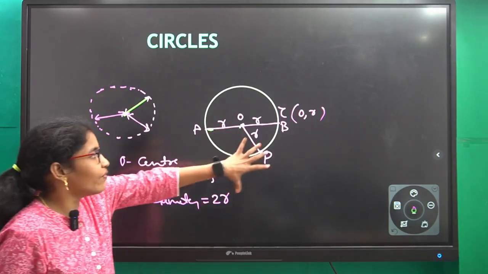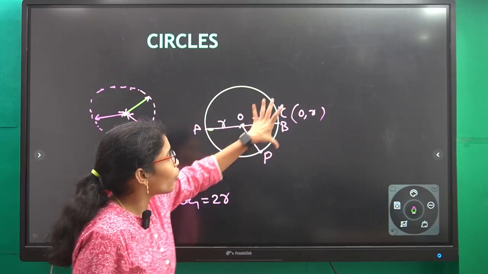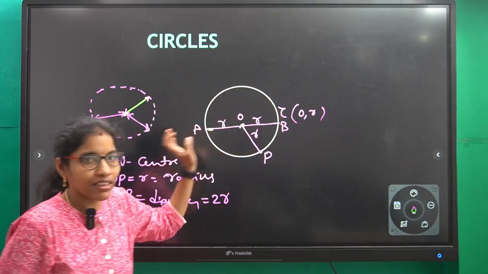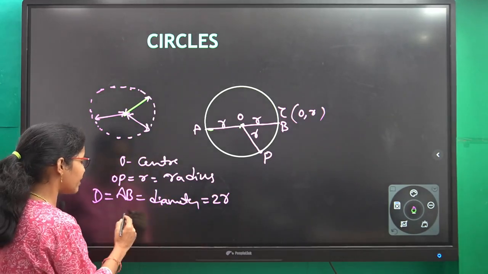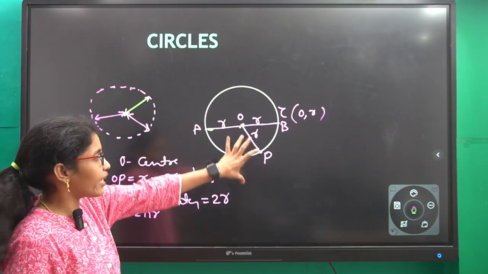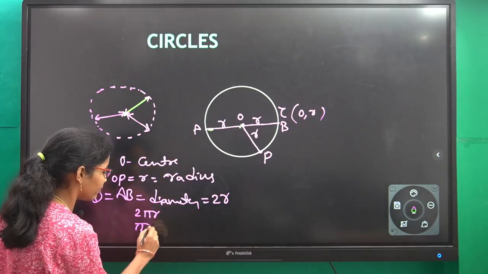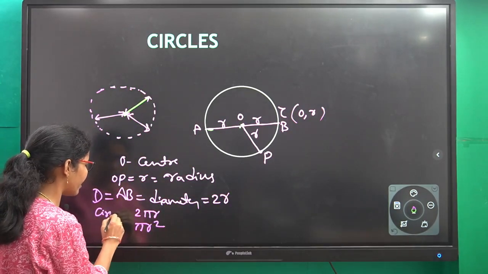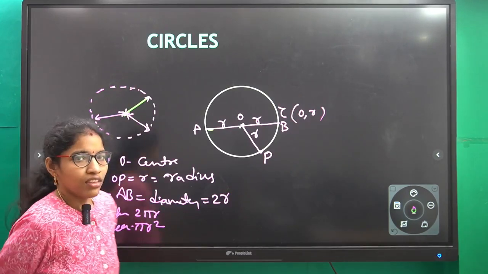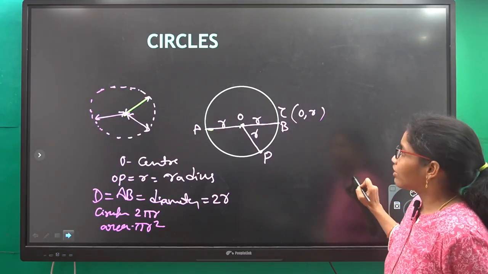What about the circumference of this circle? Circumference means the length of the whole circle path. The length of the whole circle path is called the circumference. The circumference is 2 pi r. What is the area of this circle? Pi r square. So this is the circumference and this is the area, right? So this is all about circles. We will see the definition first.